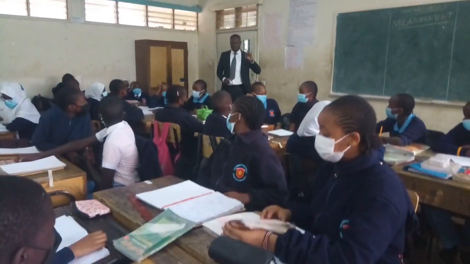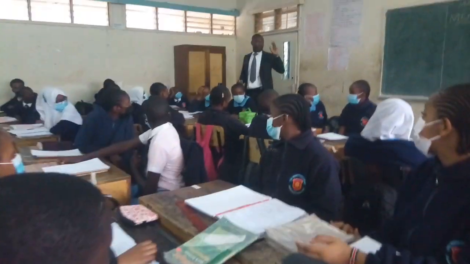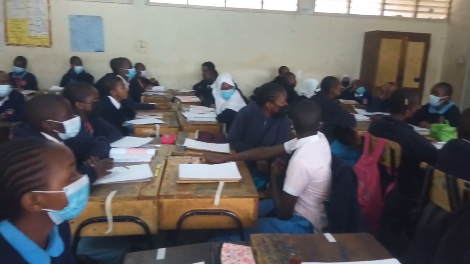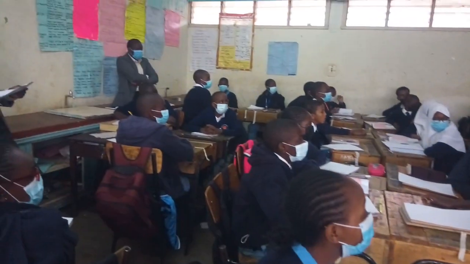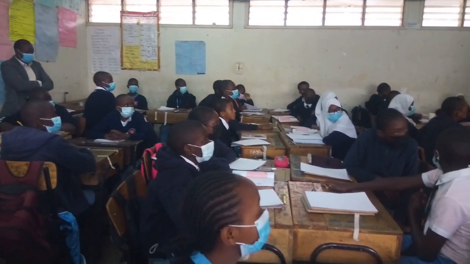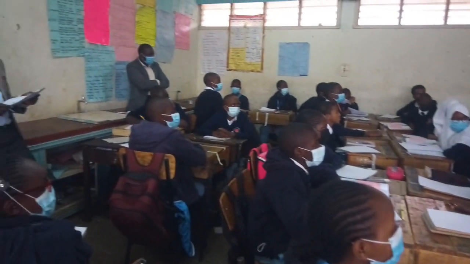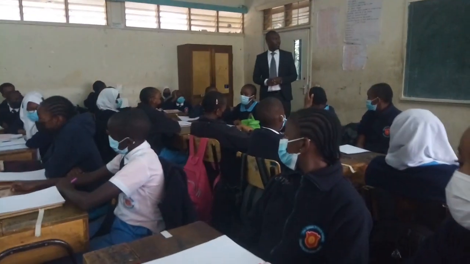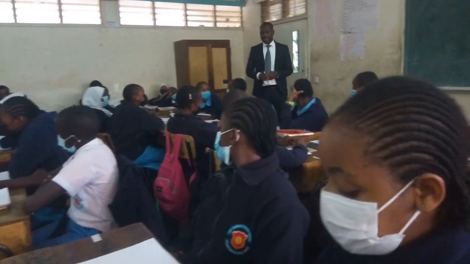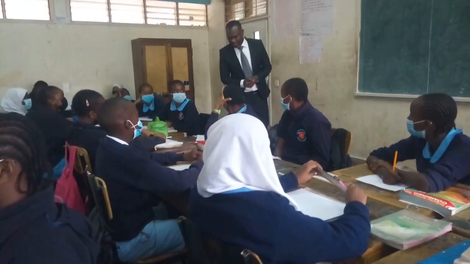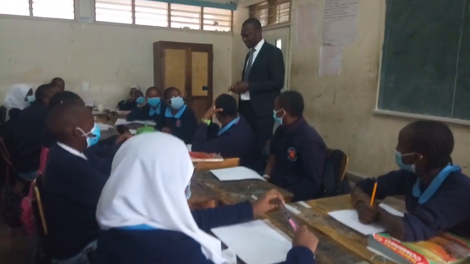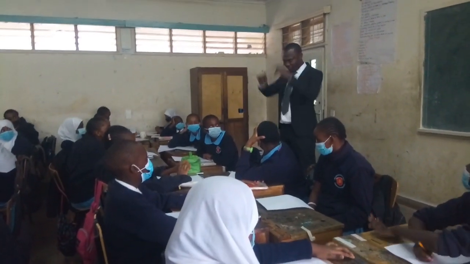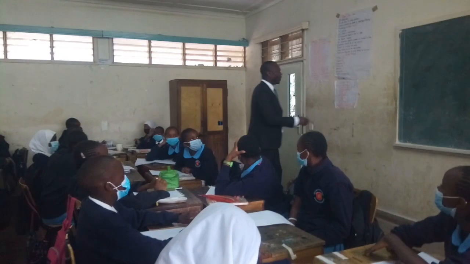Now, under measurement, divided into two. We talk about the perimeter, or circumference, or area, and even volume. So today I want us to talk about area. But before we start, I want to introduce a term, surface area. You know the meaning of surface? Surface means what? But you know area? Yes. So what is area?